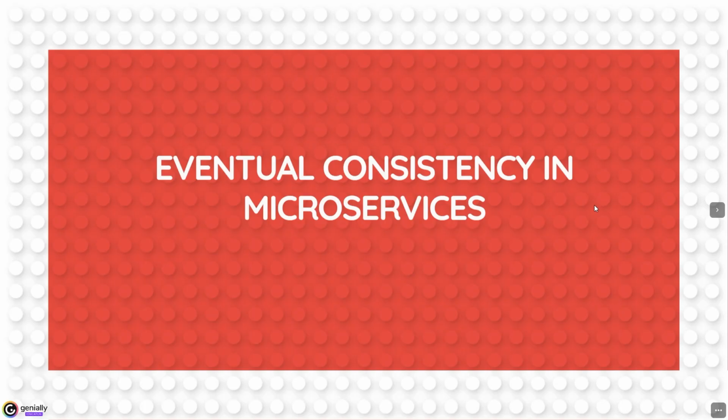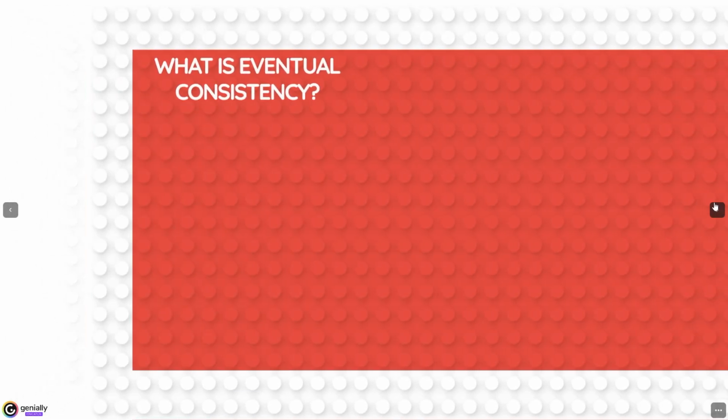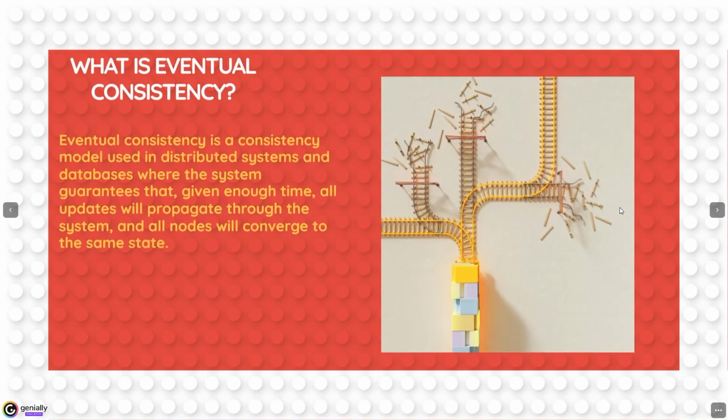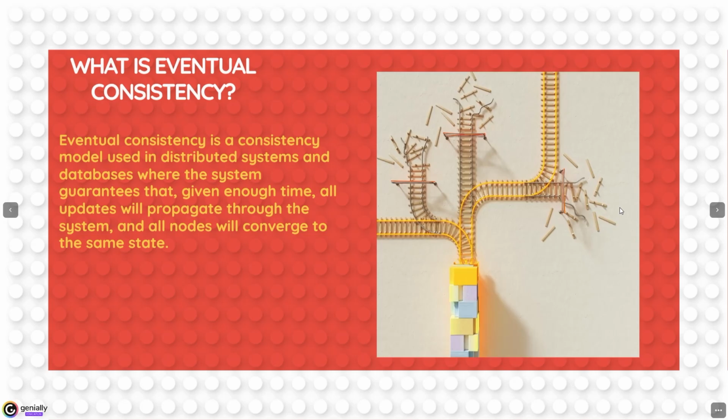In this video, we are going to talk about eventual consistency in microservices. So, what is eventual consistency? Eventual consistency is a consistency model used in distributed systems and databases where the system guarantees that given enough time, all updates will propagate through the system and all nodes will converge to the same state.